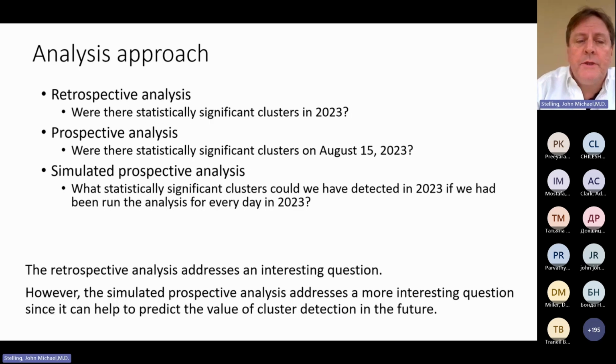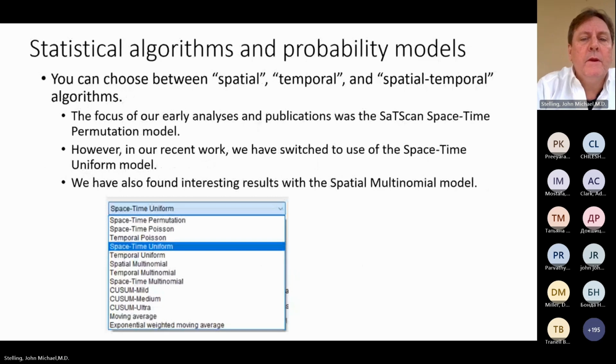So I have shown you the difference between retrospective, prospective, and simulated prospective. With simulated prospective, we are marching through the database, and every day we have the same question. Do we have an outbreak today? And then WHONET summarizes that into the output that we just saw. I will now talk about the difference between spatial and temporal.